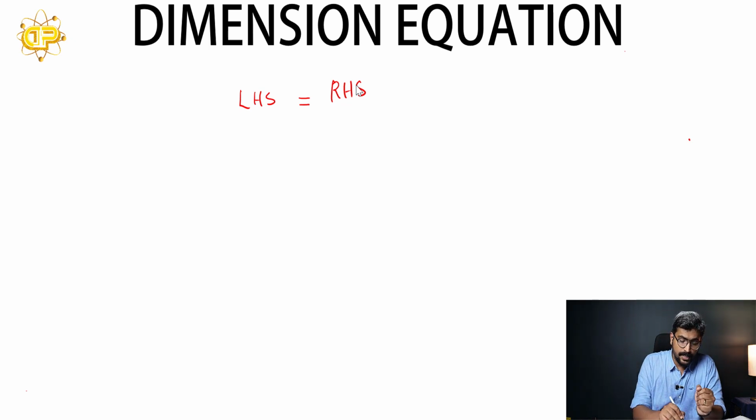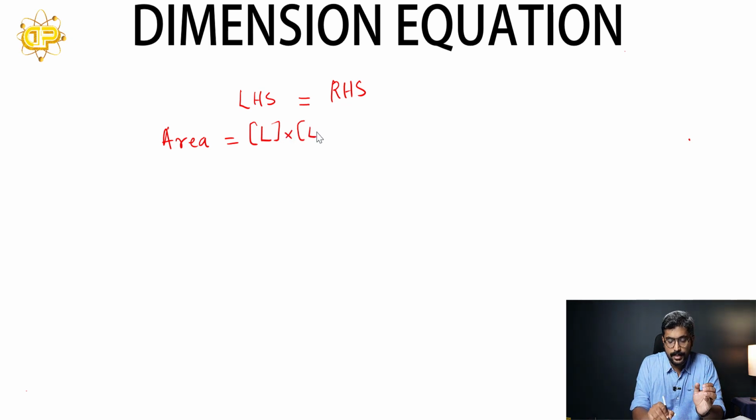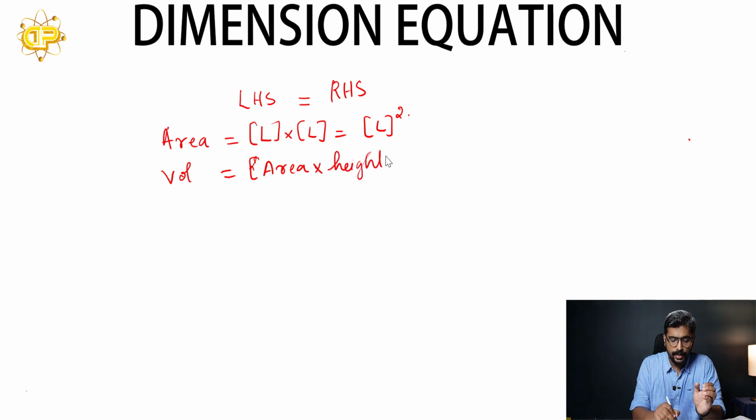For example, if I take area, then area is what? Length into breadth, right? Breadth is a representation of length itself. So L into L, that is L square. What is volume? Volume is area into height. Area is L square into height, which is L, that is L cube.